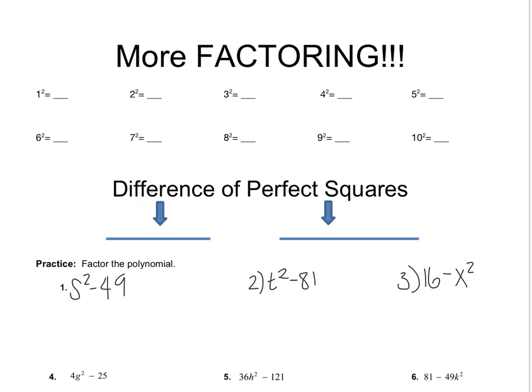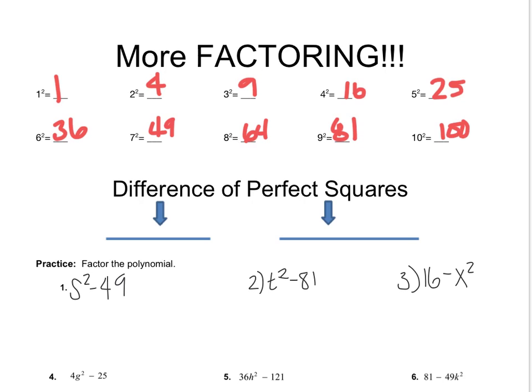So we have this whole table of squares up here, which you might know off the top of your head. But in case you don't, 1 squared is 1, 2 squared is 4, 3 squared is 9, 4 squared is 16, 5 squared is 25, 6 squared is 36, 7 squared is 49, 8 squared is 64, 9 squared is 81, and 10 squared is 100. So just knowing those numbers is going to come in handy today.